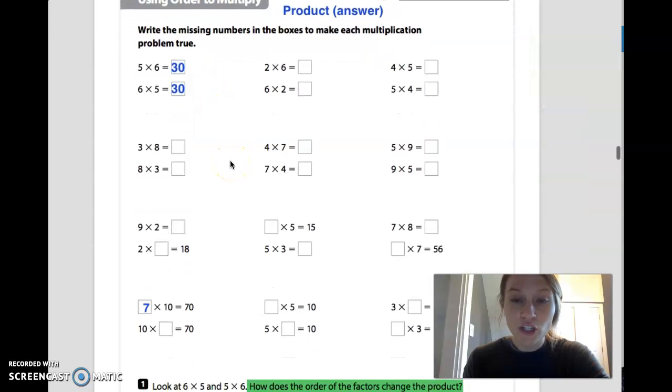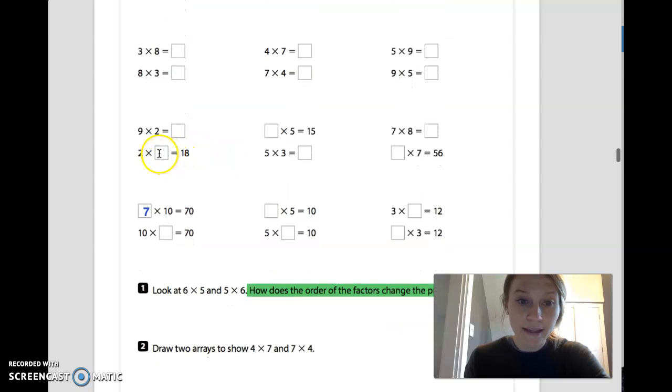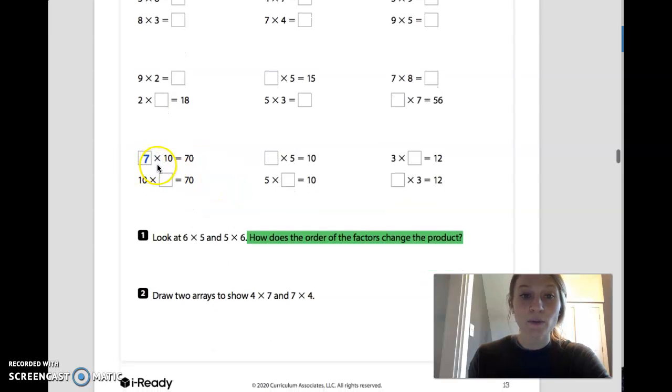So you're going to finish this part, and it gets a little challenging. Right here, instead of doing the product, you have to solve for the missing factor. So if you can just peek. 9 times 2 equals 18, and 2 times 9 equals 18. I did this one for you, so you should be able to fill that missing factor in right there.